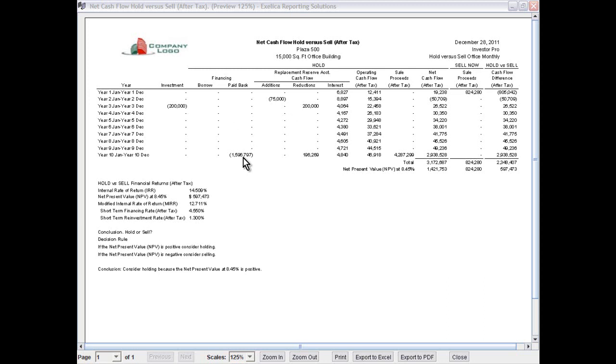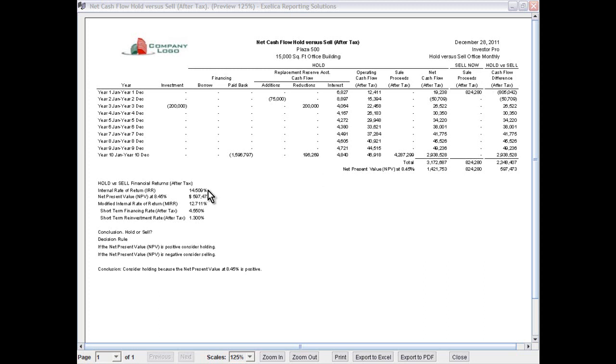At the end of the analysis period, which is 10 years, we pay back the mortgage. We have the operating cash flow after tax, sale proceeds after tax, and the net cash flow related to holding. If we sell the building today and pay off the real estate fees, closing cost, capital gain, and recapture depreciation, we would net $824,280. We take the cash flow from hold and subtract the cash flow from the sale proceeds to give us the hold versus sell net cash flow.